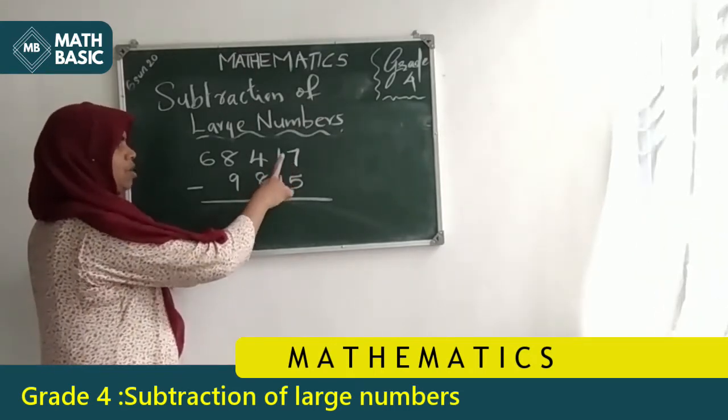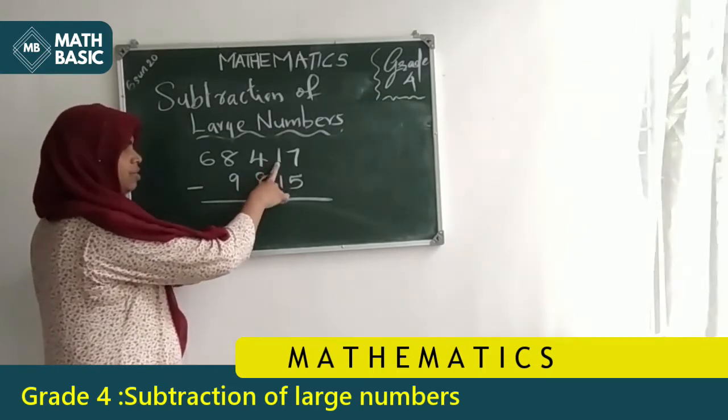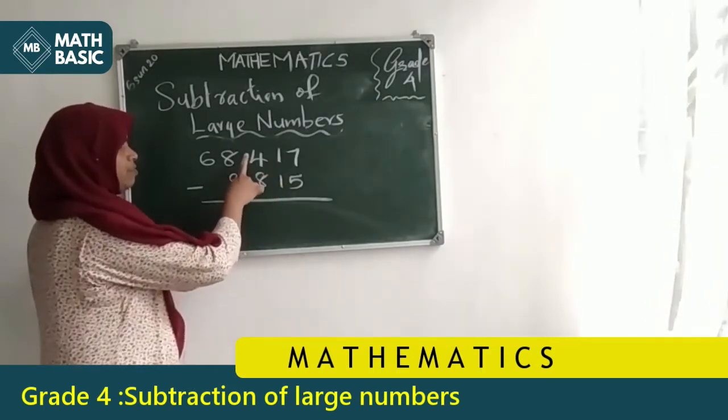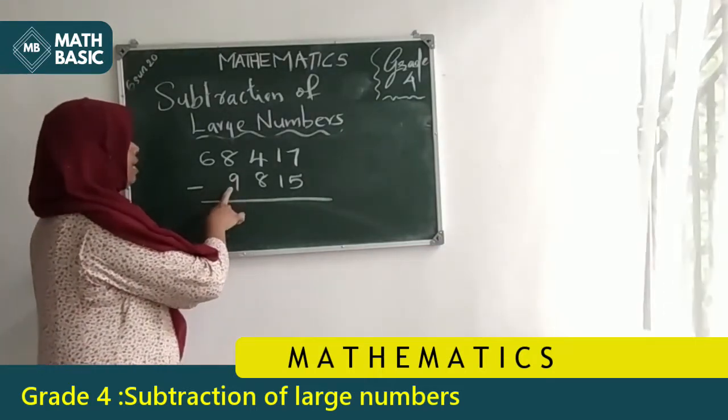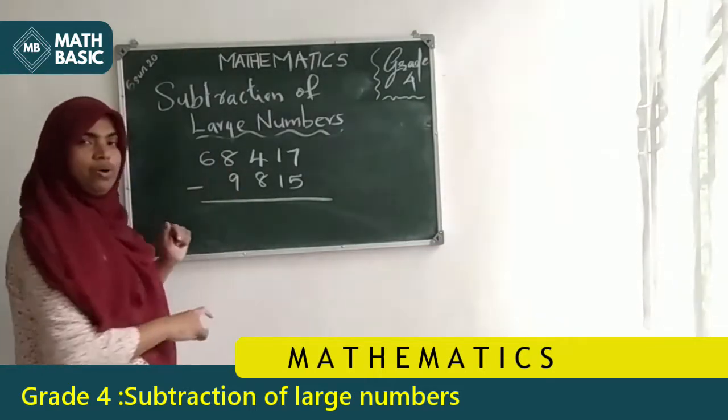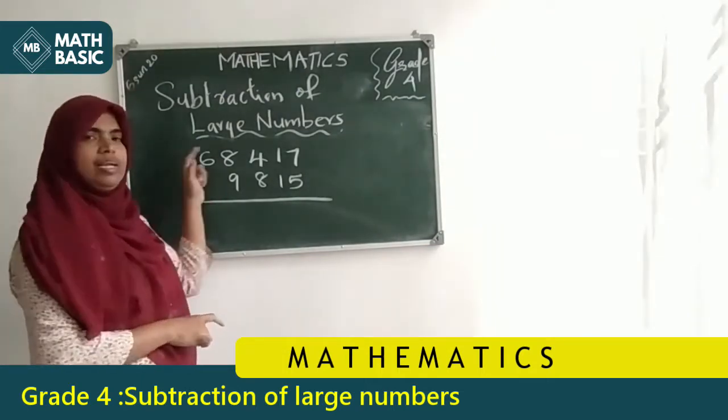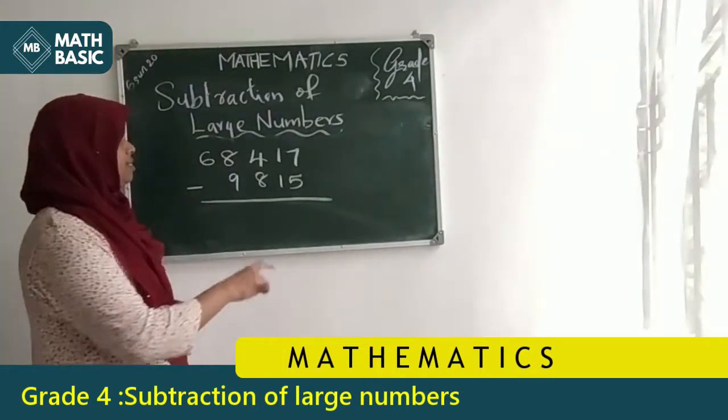We can do 1 subtract from 1. That also we can do. 8 subtract from 4, that cannot be done. That is not possible. Here 9 subtracted from 8 is also not possible. Okay, we need the arrangement for that. See here.